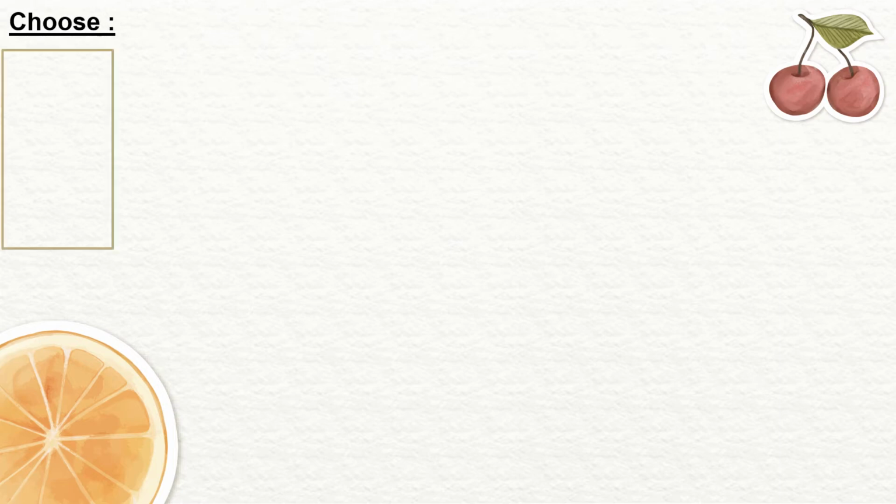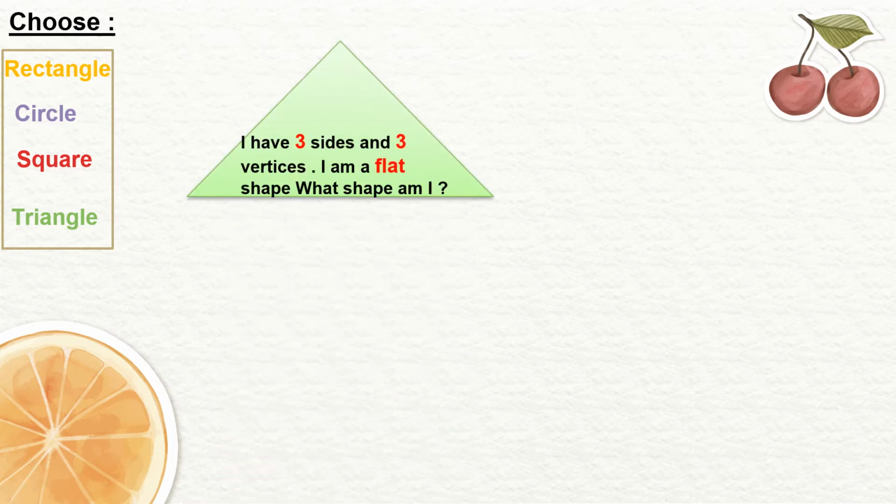Now let's solve these puzzles. Choose from these: rectangle, circle, square, triangle. I have 3 sides and 3 vertices. I am a flat shape. What shape am I? It's flat, so it's a 2D shape, with 3 sides and 3 vertices. Which one? I am a triangle. Excellent. The next one.